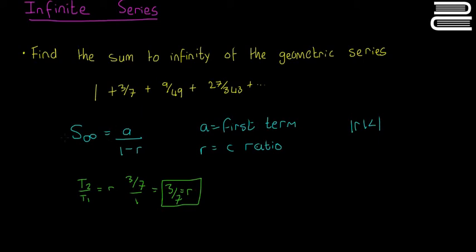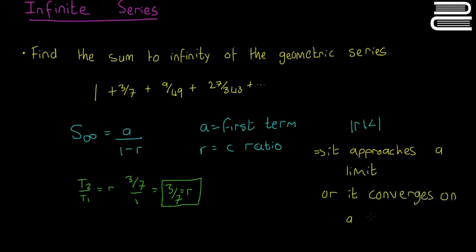In other words, it does approach a limit, and that's actually something I'll just mention as well. Because r is less than 1, that means it approaches a limit, or it converges. That's just another terminology that they use sometimes. They might say it converges on a limit. So if you do see that in a question, don't be worried. It just means the exact same thing: the infinite series goes towards a limit. And that only happens if the common ratio is less than 1, and we can use this formula.